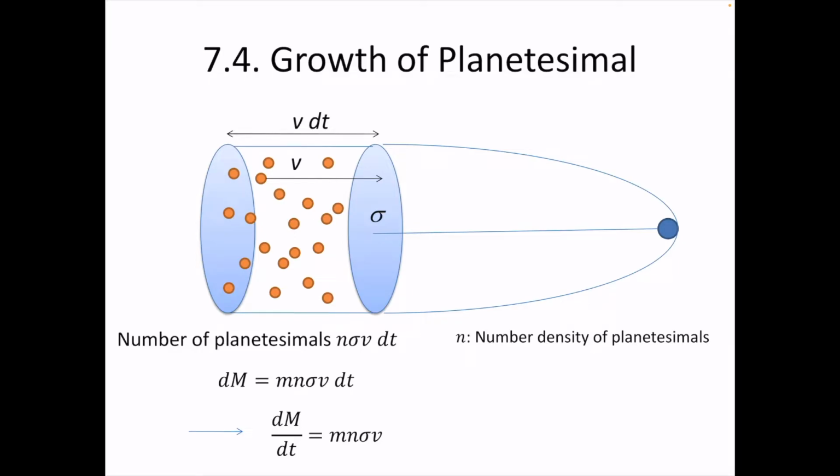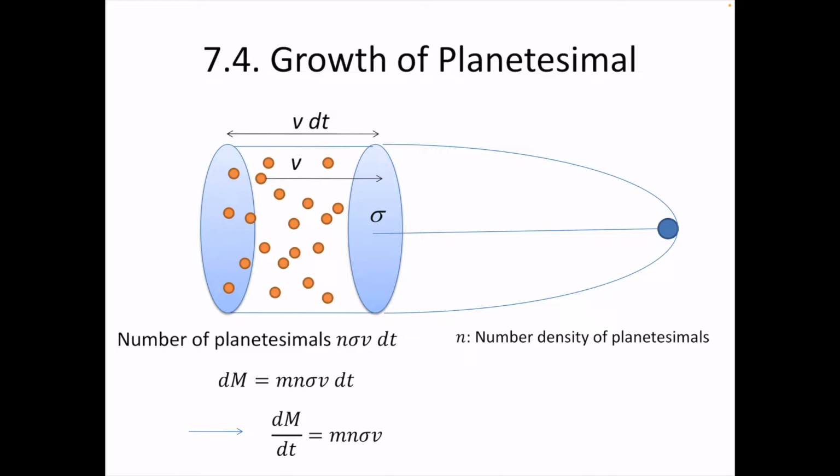Hello everyone. We have calculated the equilibrium velocity of a planetesimal. The cross-section for collision is dependent on the velocity of a planetesimal. Now we are ready to calculate the growth of a planetesimal. We are going to consider the growth rate of a target planetesimal, the blue planetesimal.